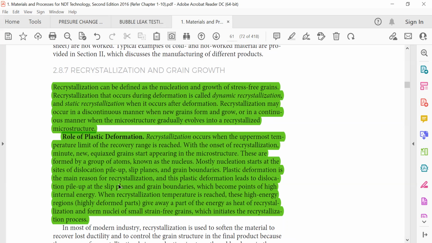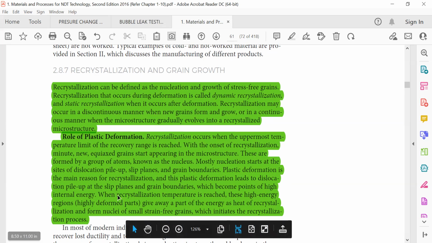Plastic deformation is the main reason for recrystallization, and plastic deformation leads to dislocation pileup at the slip planes and the grain boundaries, which become points of high internal energy. When the recrystallization temperature is reached, these high energy regions, the highly deformed parts, give away part of their energy as heat of recrystallization and form nuclei of small strain-free grains, which initiate the recrystallization process.